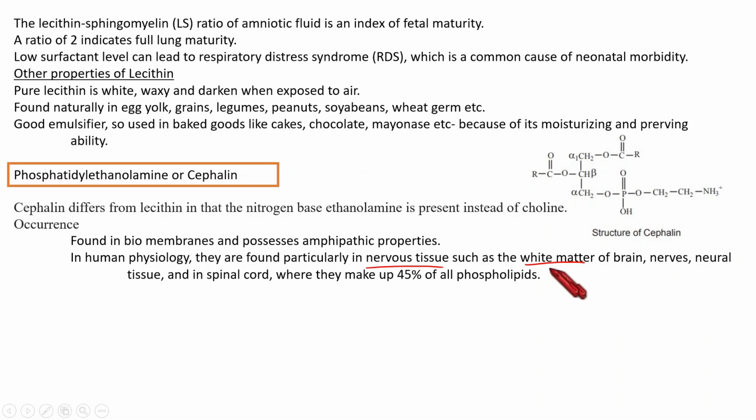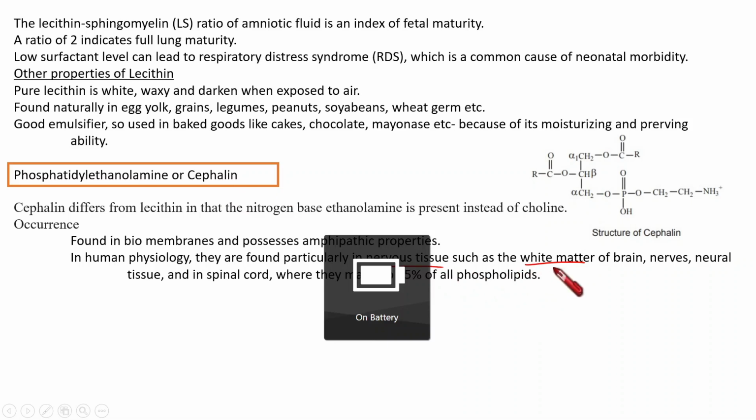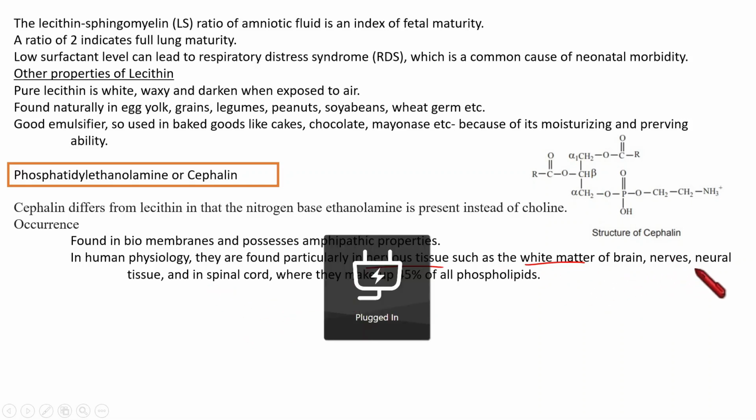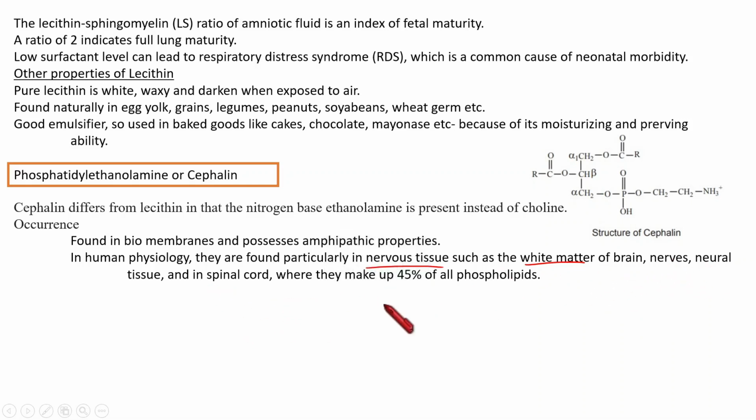Okay. So anyway, our cephalin is present mainly in the nervous tissue, especially in the white matter, and also spinal cord, nerves, neural tissues, and here we can see this cephalin. 45% of the phospholipid present in all these areas is cephalin.